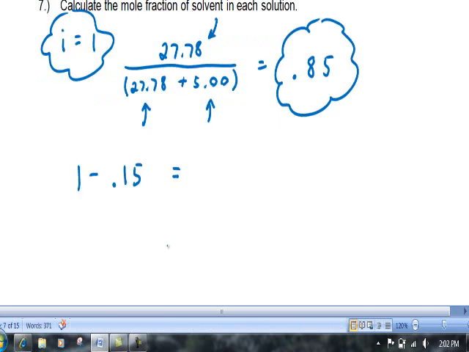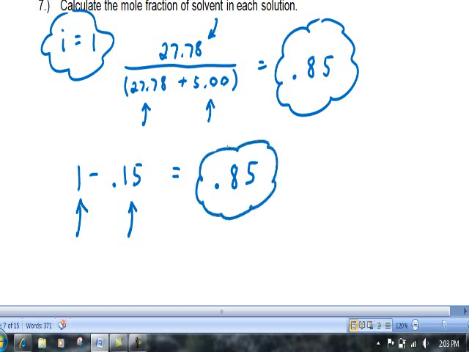In the alternative strategy, we know that all of our mole fractions have to add up to equal 1, and we subtract from it the mole fraction of the solute, and that'll give us the mole fraction of the solvent, which also comes out to be 0.85, using either strategy to calculate.